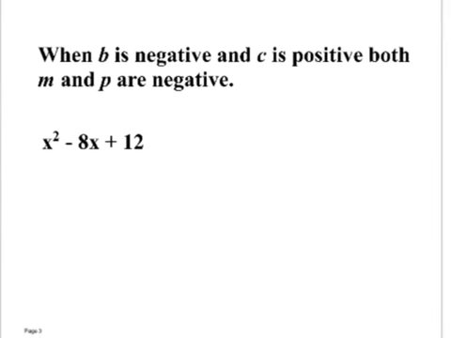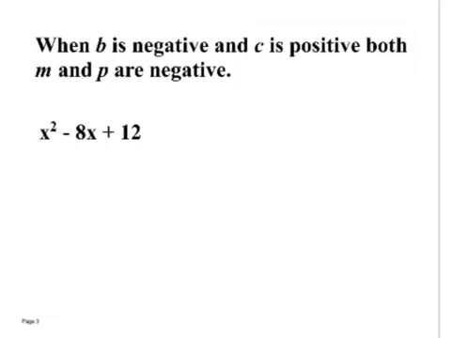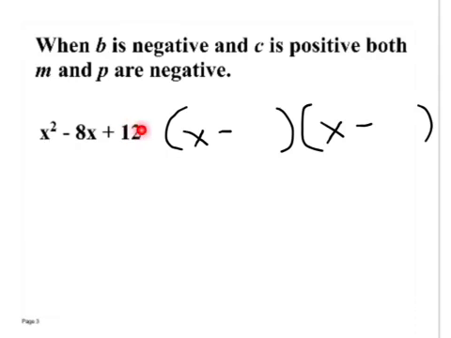Okay, write this down. We have a quadratic equation here where b is negative, but my c is positive. In this situation, both m and p are negative. Because if you think about it, what multiplies to give you a positive number and adds to give a negative number? Negative numbers, right? They both have to be negative. Because if you multiply two negative numbers, what do you get? Positive. So, x minus. I need to know what multiplies to give me positive 12 and adds to give me negative 8.